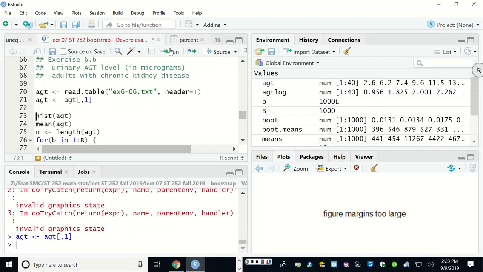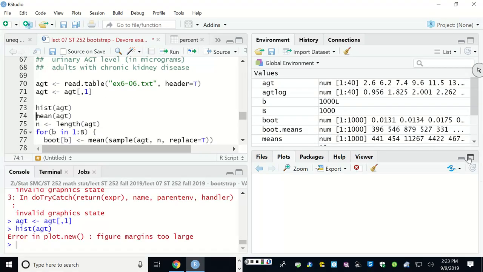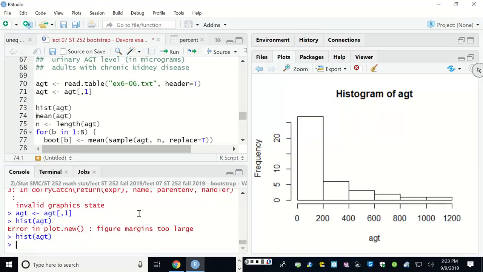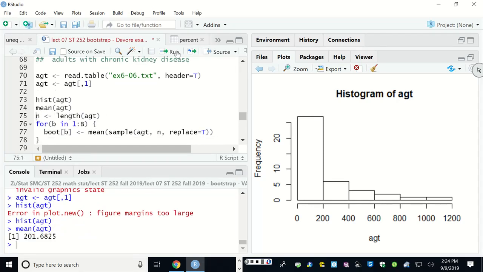Those values are skewed. A lot of the individuals, the adults, have smaller values, but a few individuals with chronic kidney disease have much higher values. These are the alerts. There are more chronic cases, and the average of those is 201.